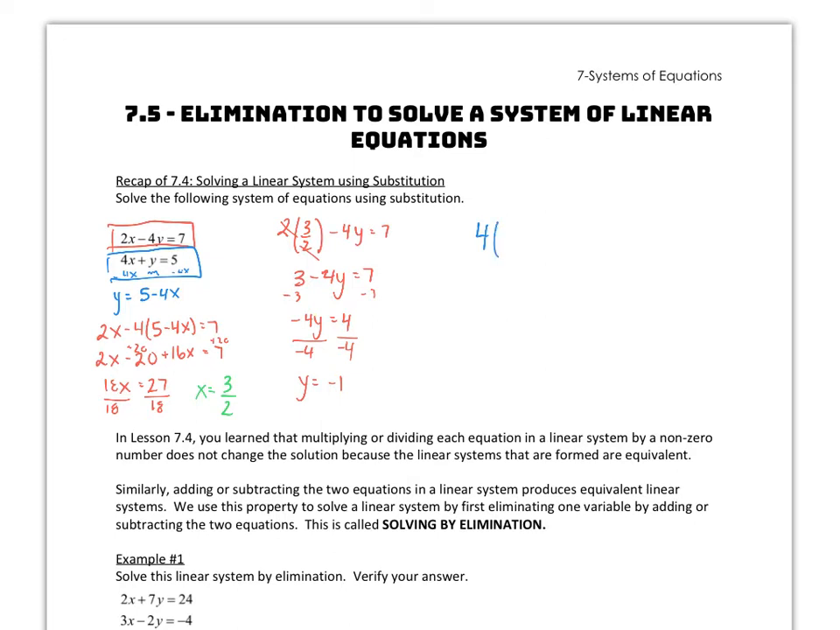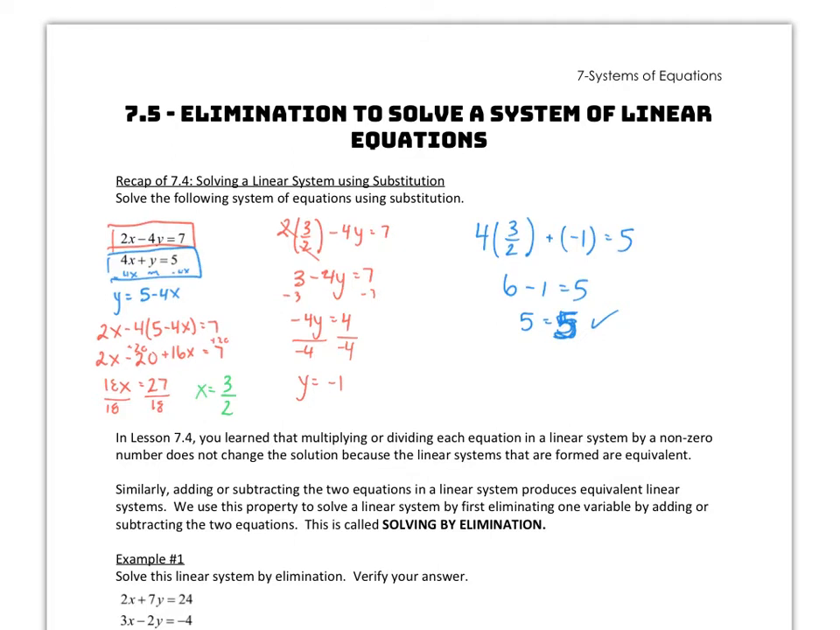Check our work by subbing into our second equation. So 4 times x, which is 3 over 2, plus y, which was negative 1, equals 5. 4 times 3 is 12, divided by 2 is 6, minus 1 equals 5, 5 equals 5. We've done this correctly. Whew, that's a weird 5.